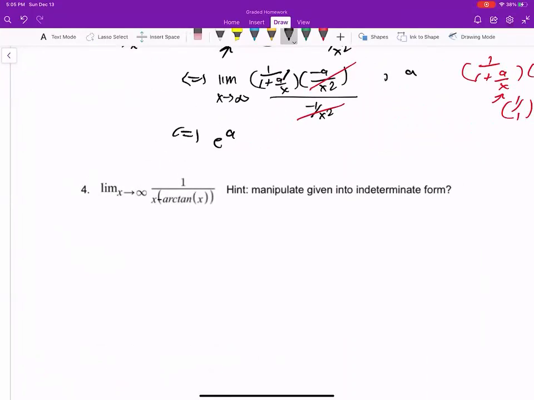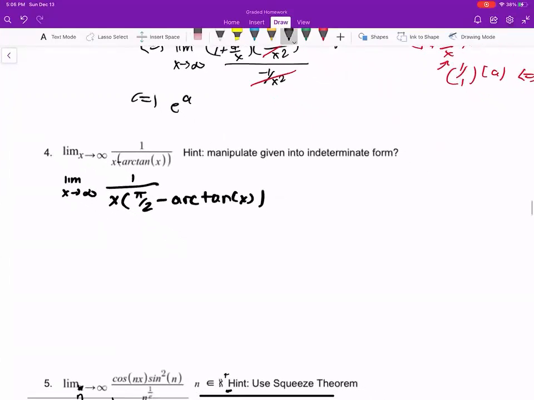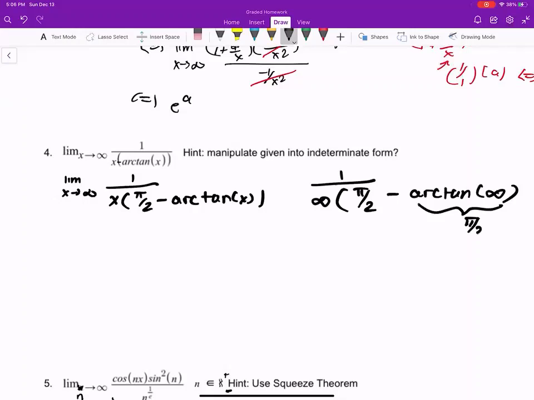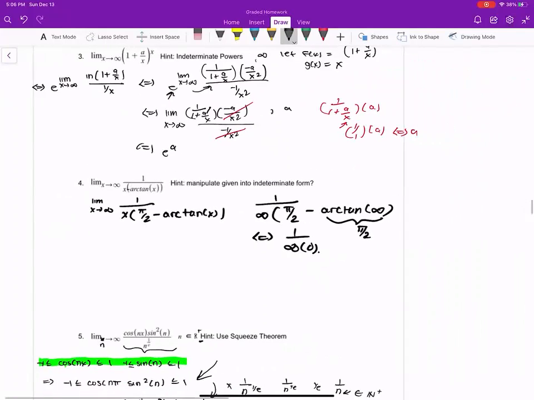I thought that it should be limit of x to the infinity 1 over x times pi over 2 subtract arctan of x. So if you sub in infinity here, you'd get 1 over infinity multiplied by pi over 2 subtract arctan of infinity, which is in fact pi over 2. So what do you have here? You get 1 over infinity times 0, which is one of your indeterminate forms.